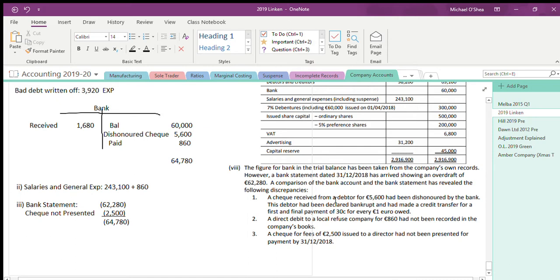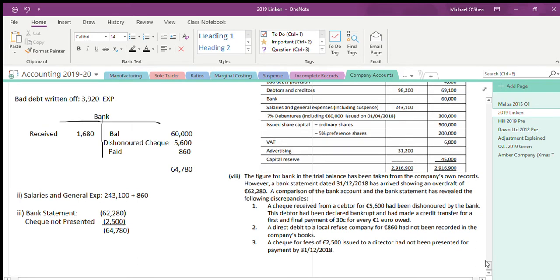A check received from a debtor for 5,600 had been dishonored by the bank. This debtor had been declared bankrupt and made a credit transfer for a first and final payment of 30 cents for every €1 owed. So 5,600 euro was paid to us by a debtor. The check then went on to be dishonored.